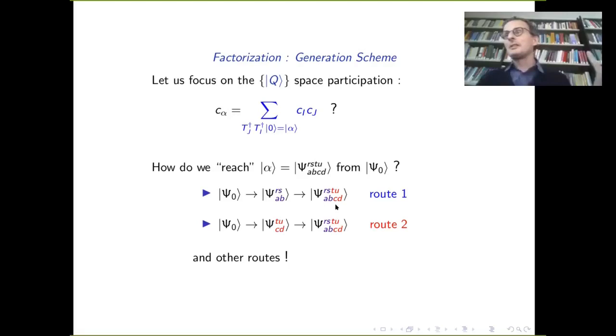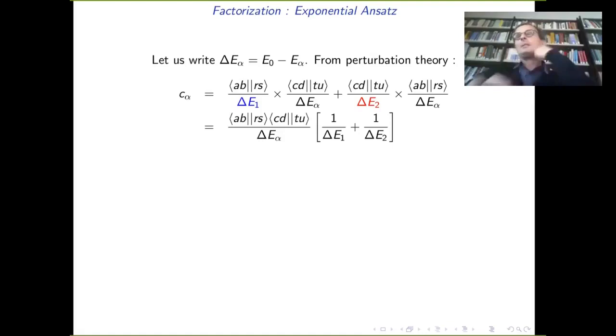But to make the connection with how this gets translated into perturbation theory, you can evaluate, using these two routes, the amplitude of C alpha, so the amplitude of the quadruple excitation, by simply plugging in what we've just learned, second order perturbation theory.